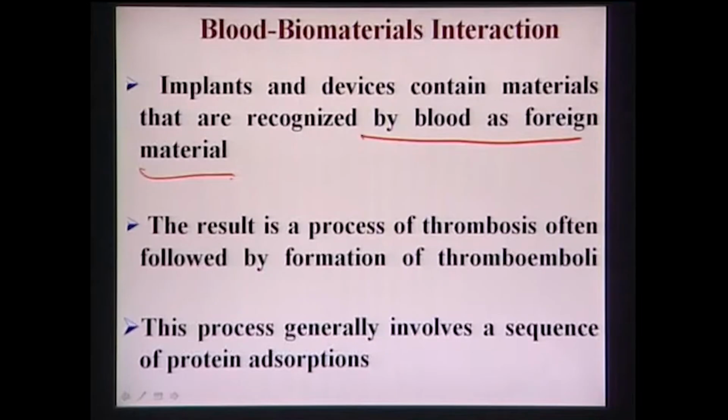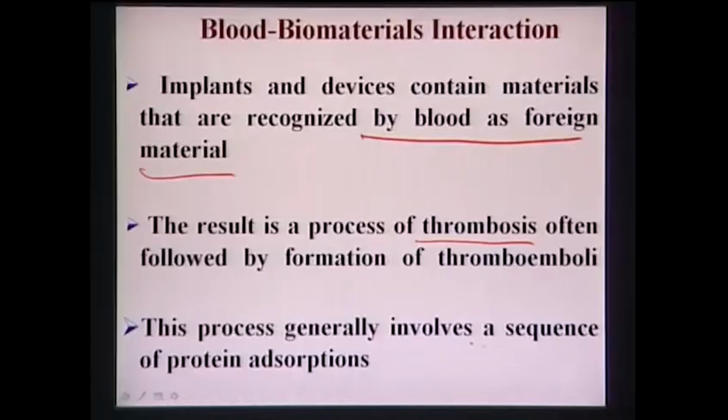Now, the result is a process of thrombosis, often followed by the formation of thromboemboli. Thrombosis means there will be some blood clotting at the implant site or at the wound site, and this process generally involves a sequence of protein absorption. Remember, this protein absorption takes place whenever you put a material inside the body, and blood also contains some proteins.